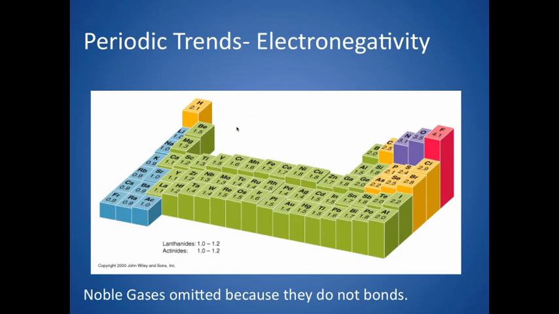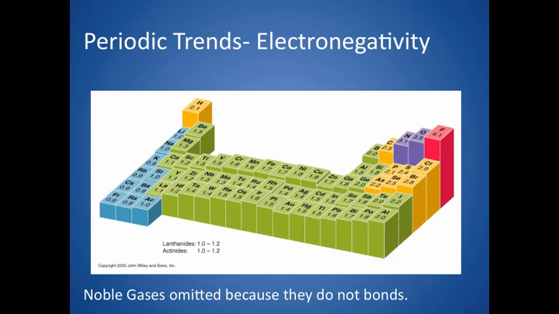The other part of the trend would be going from left to right on the periodic table. So as you move from left to right, the trend generally increases because these are much more close to having a noble gas configuration, and so they're going to hold on much more tightly. And so again, this is just a visual.